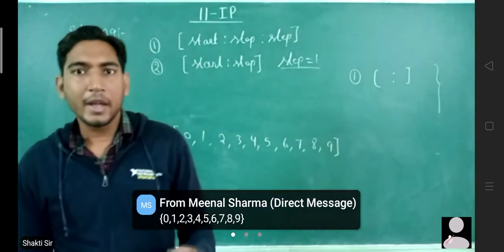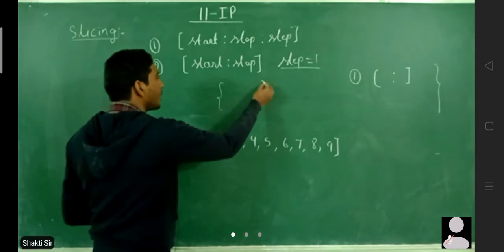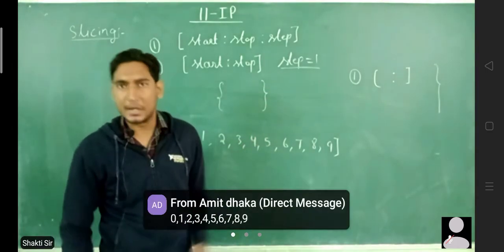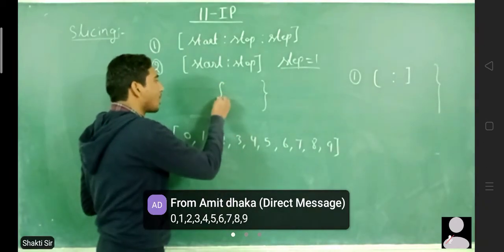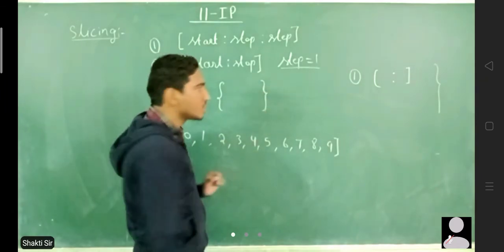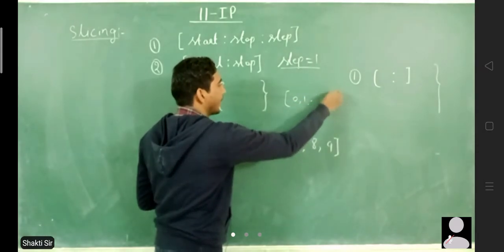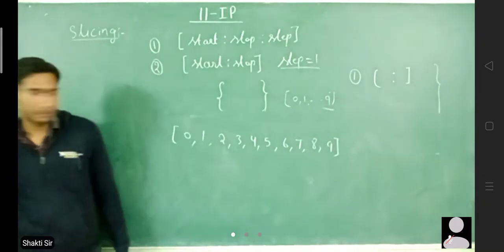Again, someone is using parentheses. Do not use these parentheses. These are curly braces. Do not use curly braces. Curly braces are not used for a list and the answer will be a list. So use square brackets. The answer will be 0, 1, 2 and up to 9. So the entire list will be the answer.